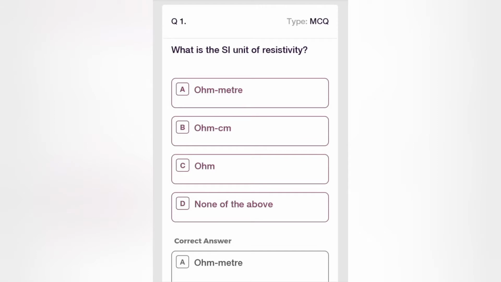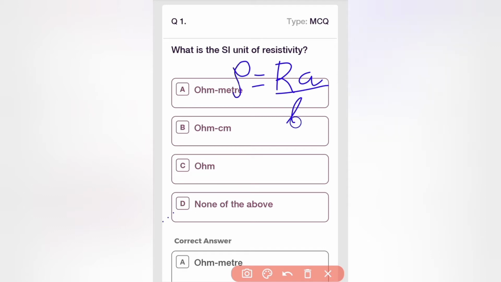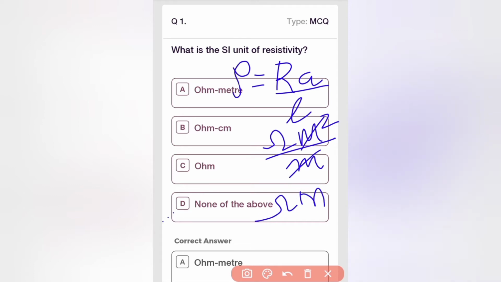Let's begin with the first question. What is the SI unit of resistivity? Resistivity is given by rho. Rho is equal to RA divided by L, where the unit of resistance is ohm, the unit of area is meter square, and the unit of length is meter. When we cancel, we get ohm meter. So the SI unit of resistivity is ohm meter.